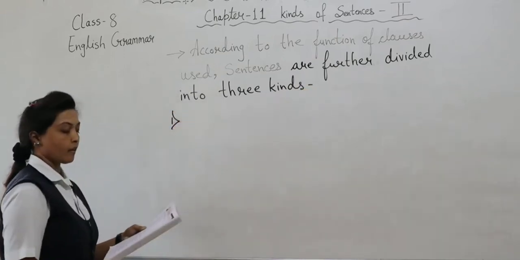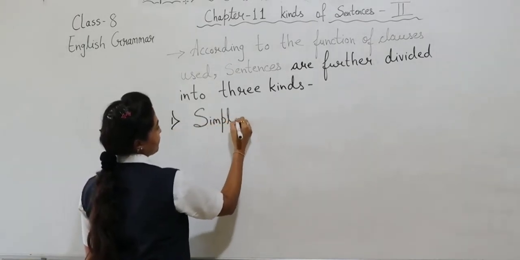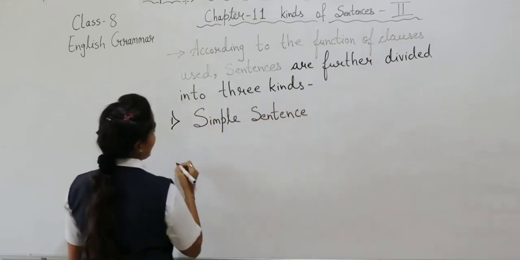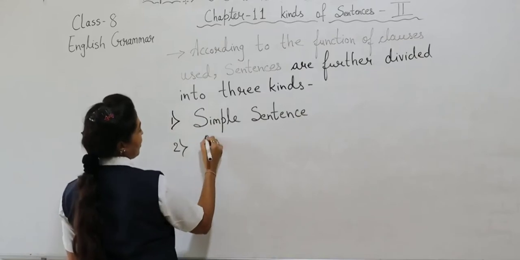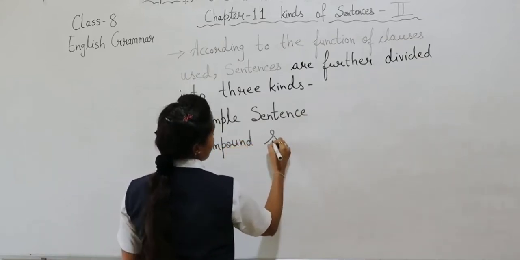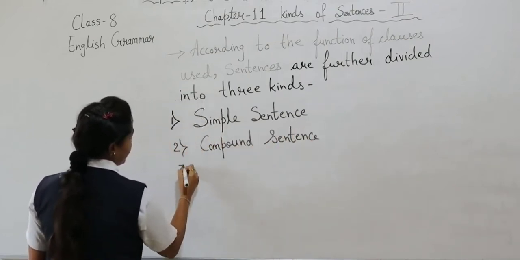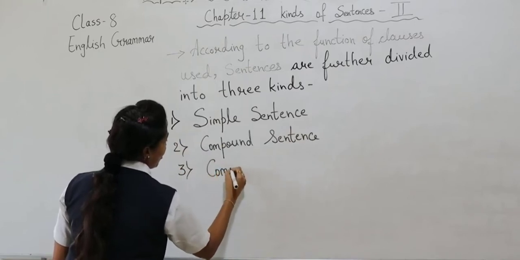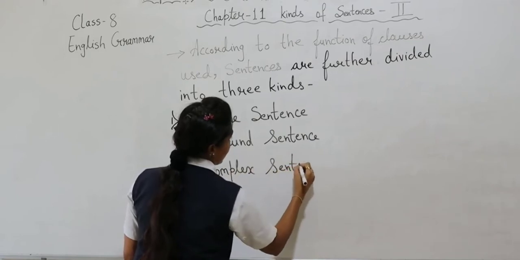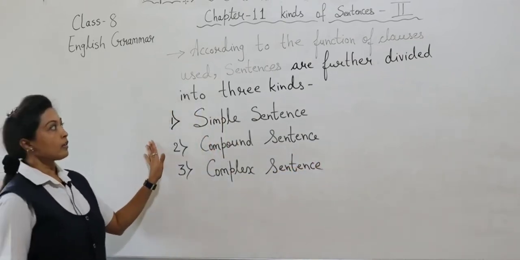One, simple sentence. Two, compound sentence. And three, complex sentence. You have to write down this.